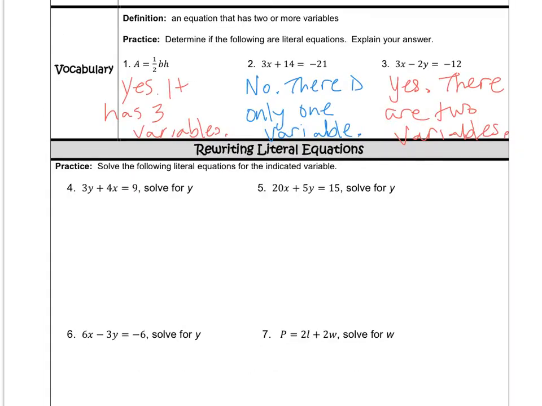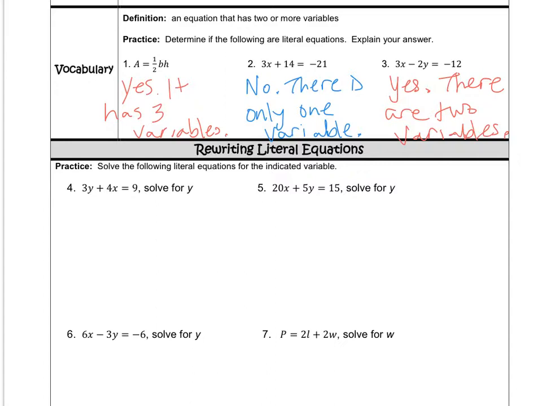Okay, so to solve a literal equation, we're going to follow the same steps we've been following for solving equations. The only difference is you're not going to come out with x equals 12 or y equals 15. You're going to come up with x equals, and then the answer is also going to have a variable in it, a y or a w or other letters. So your answers in literal equations will always have the other variables as part of the answer.